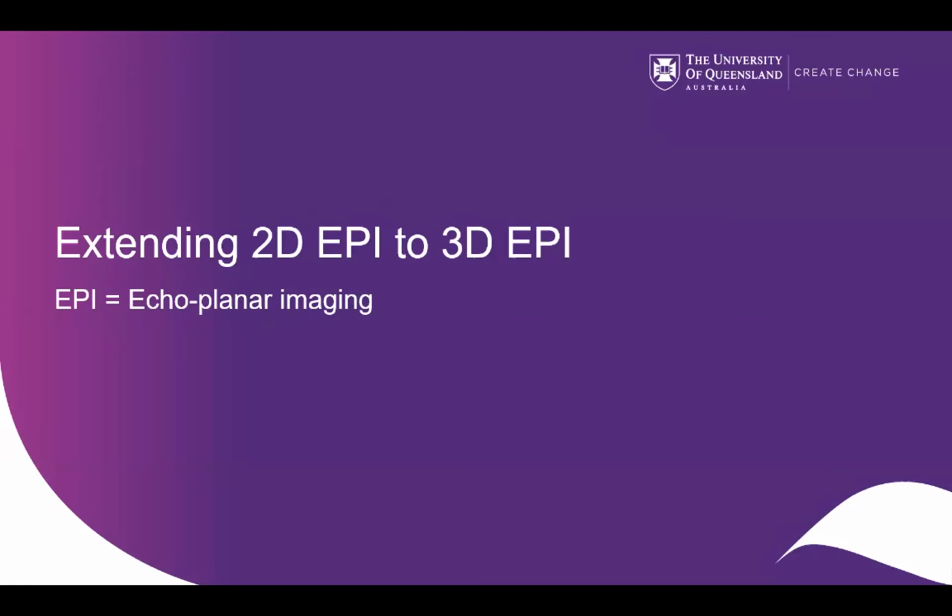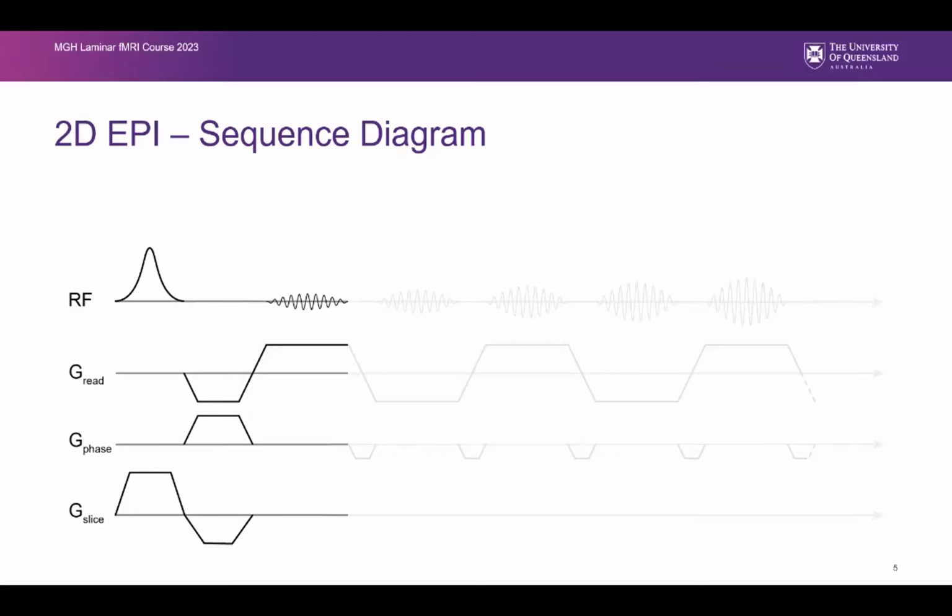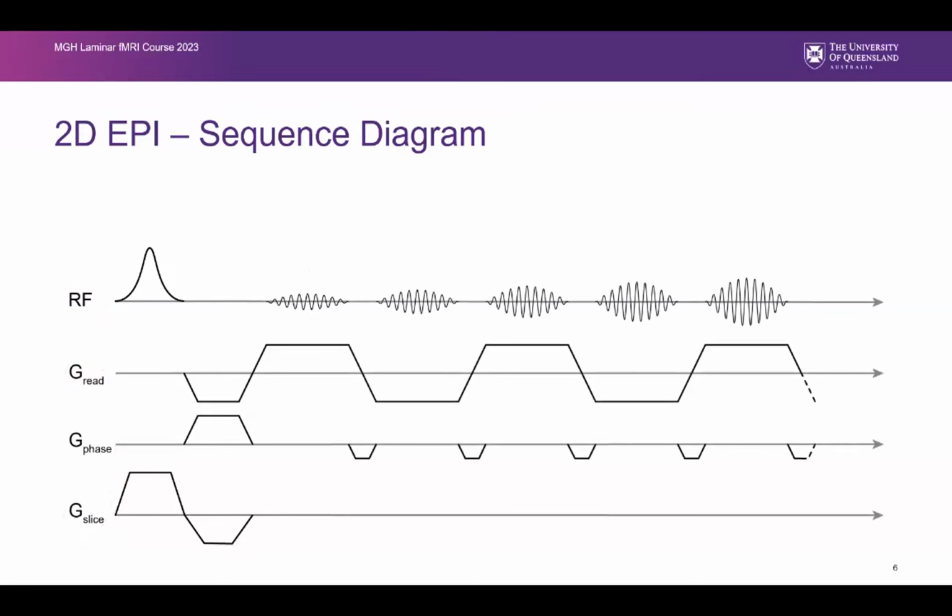So extending 2D EPI to 3D EPI, just as a reminder, EPI stands for echoplanar imaging. And here you can see a standard 2D EPI sequence diagram. And if we cut off there, we have our standard gradient echo or FLASH acquisition, where we have the RF excitation, so one RF pulse, and then we have the gradients that encode our image, and then we get one echo. And what makes EPI is that, instead of just repeating this over and over to fill your K-space, you continue and acquire a whole echo train for one slice of the image or one plane in a 3D K-space.